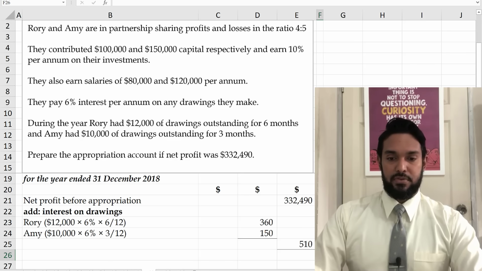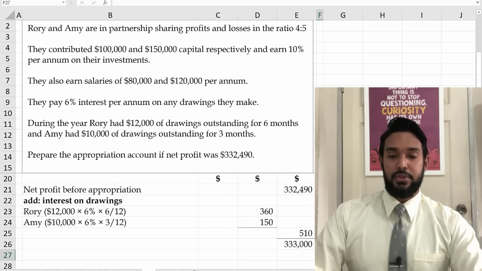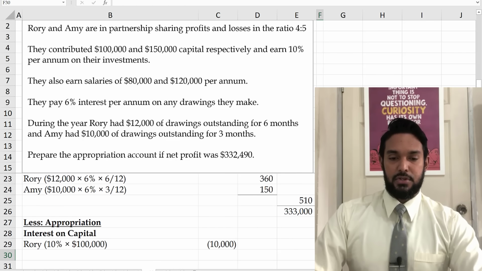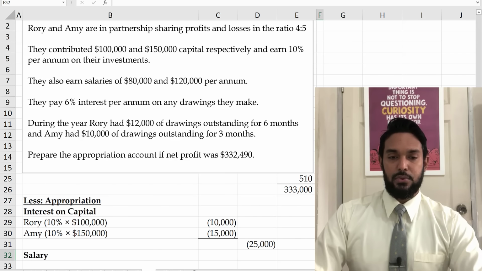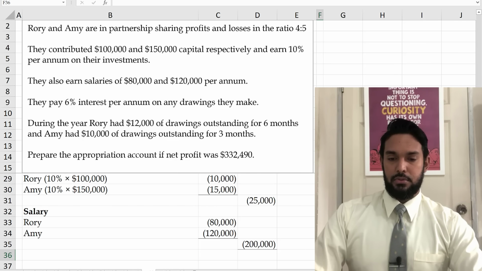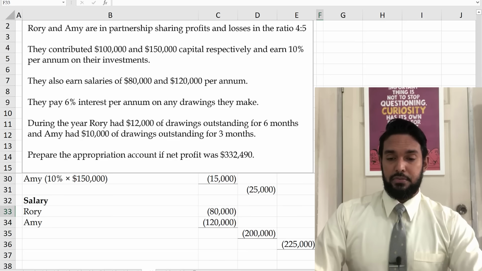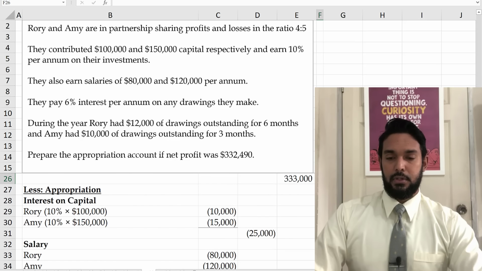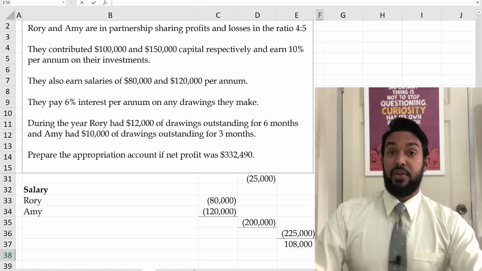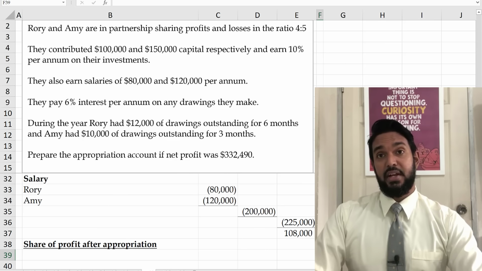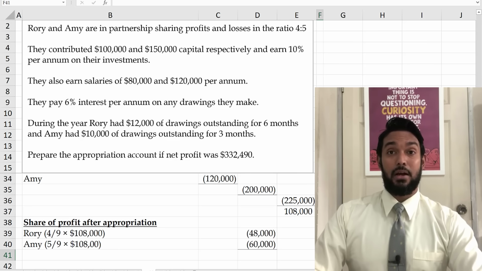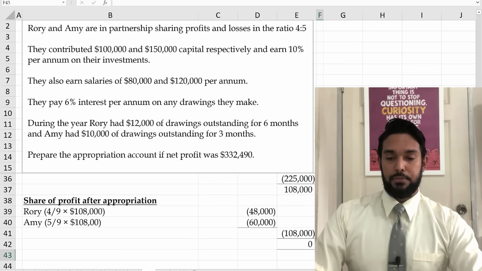So if we add that to our net profit before appropriation, we get 333,000. That's appropriation. Okay, interest on capital. 10% of 100, 10% of 150, giving us 25 in total. Salaries, 80,000, 120,000. That's a lot. That's 200,000. Wow, okay. All right. So 225, and we have to subtract that from 333. So 333 minus 225, I think is 108. And we have to share that profit in the ratio 4 to 5, which is 4 ninths and 5 ninths, which is going to give us these two values here, 48,000, 60,000, adding back up to 108,000, and there we go.